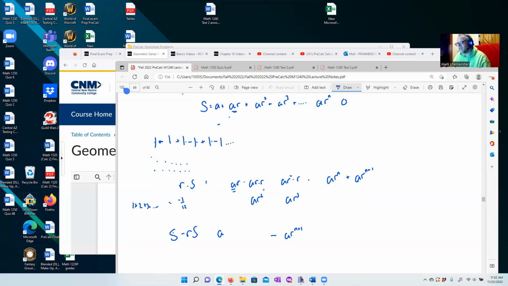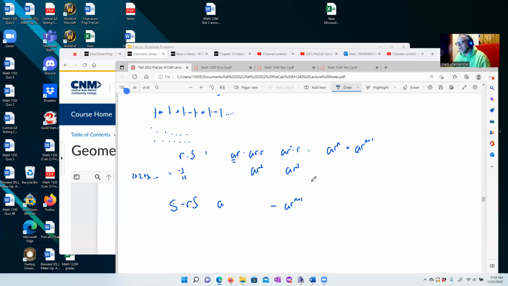That's S minus RS. And at that point, what we could do is we could say, well, S is common to both terms here, so we're going to say, here's S times 1 minus R, and that is equal to A, and then we're going to go ahead and factor out this all together, so that's going to be 1 minus R to the N plus 1, divided by 1 minus R.